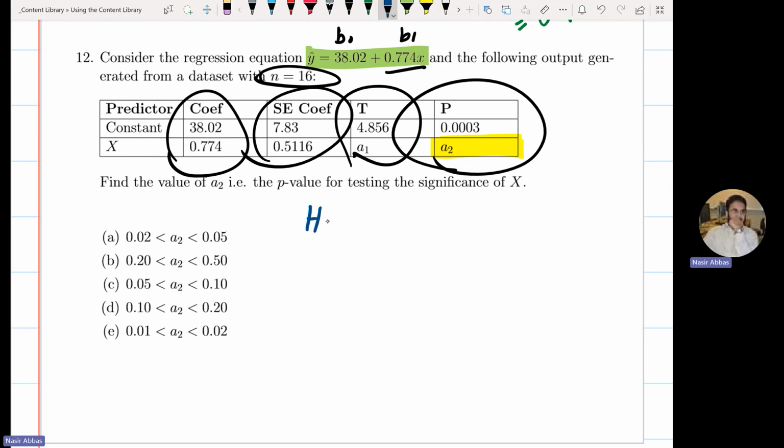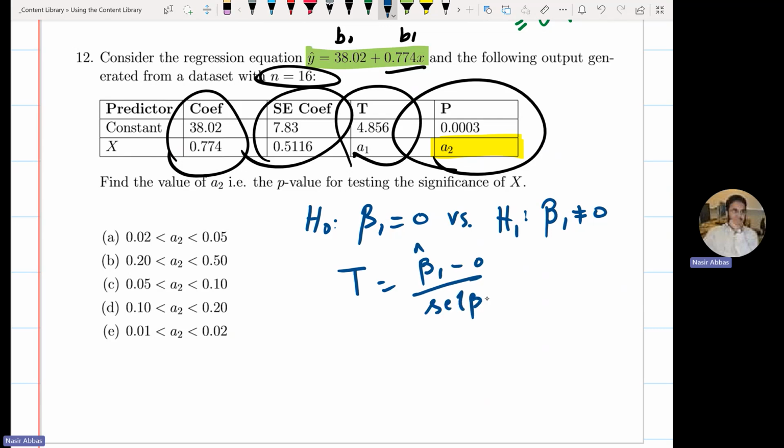For testing the significance of beta 1, you don't need to write it, but you need to know that here is the hypothesis. This is the hypothesis for testing the significance of beta 1. And what is the t statistic? It is beta 1 hat minus 0 over the standard error of beta 1 hat. What is beta 1 hat given to you? 0.774. What is the standard error? 0.5116.